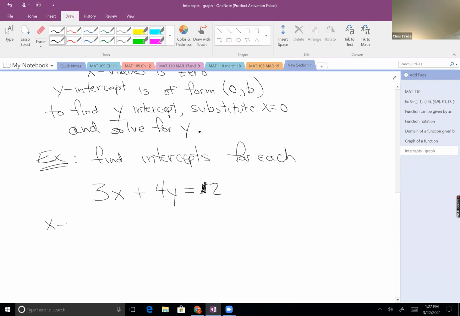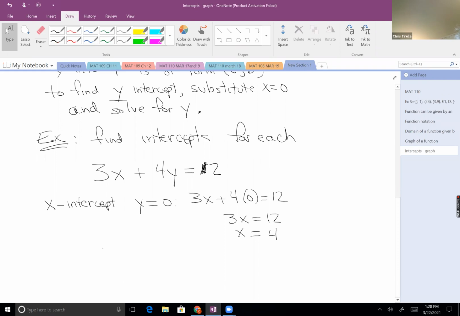And to find the x-intercept, we'll have y equal to 0, which gives us 3x plus 4 times 0 equals 12, or 3x equals 12, or x equals 4. So my x-intercept is the point 4, 0.